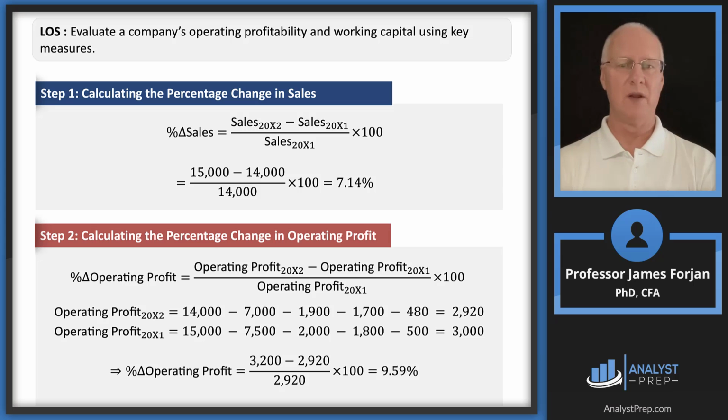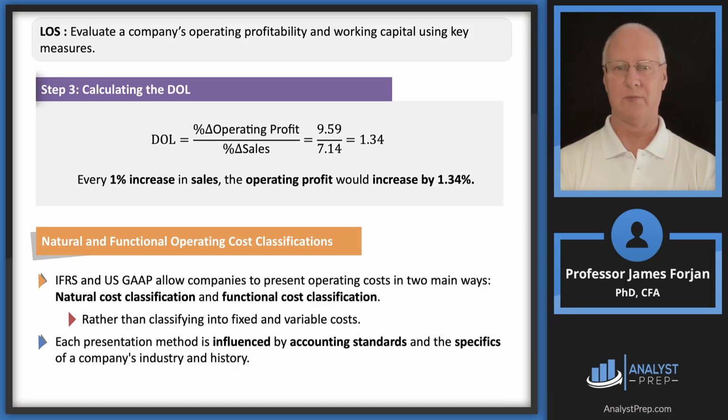this is the way the Institute does it in the learning module. I always tell my students and the candidates, F over P minus 1 is the simplest way to do this. You don't have to worry about anything else. So you get about 7% and about 9.5%. And so all we're going to do then is put 1 in the numerator, 1 in the denominator. So 1.34 is our degree of operating leverage, which means that if we increase our sales by 1%, then our operating profit will increase by 1.34%.